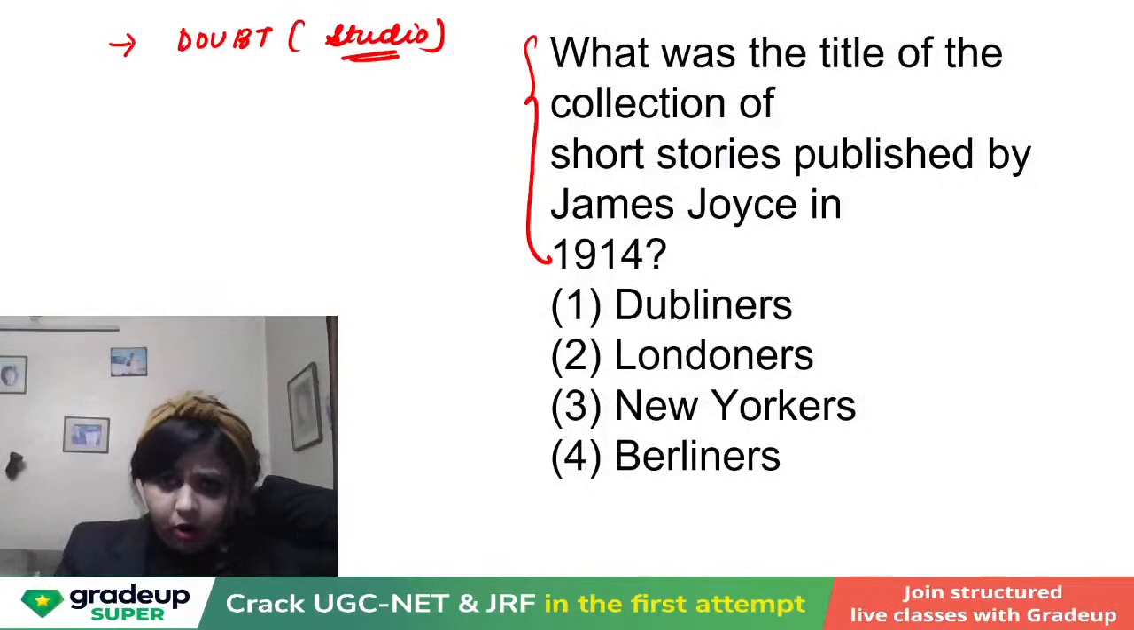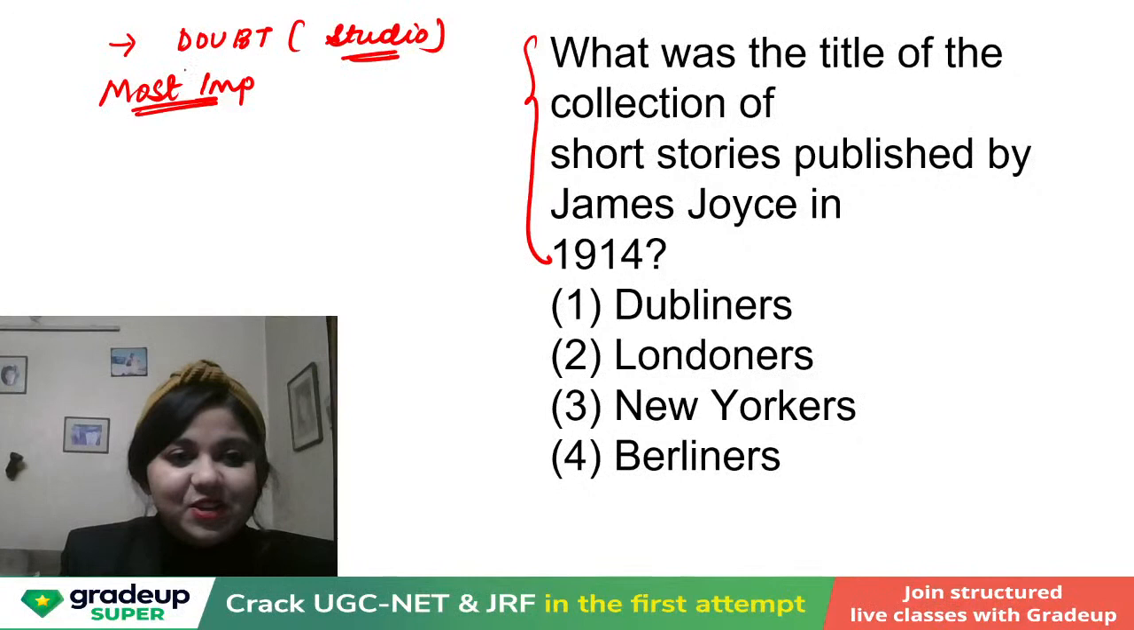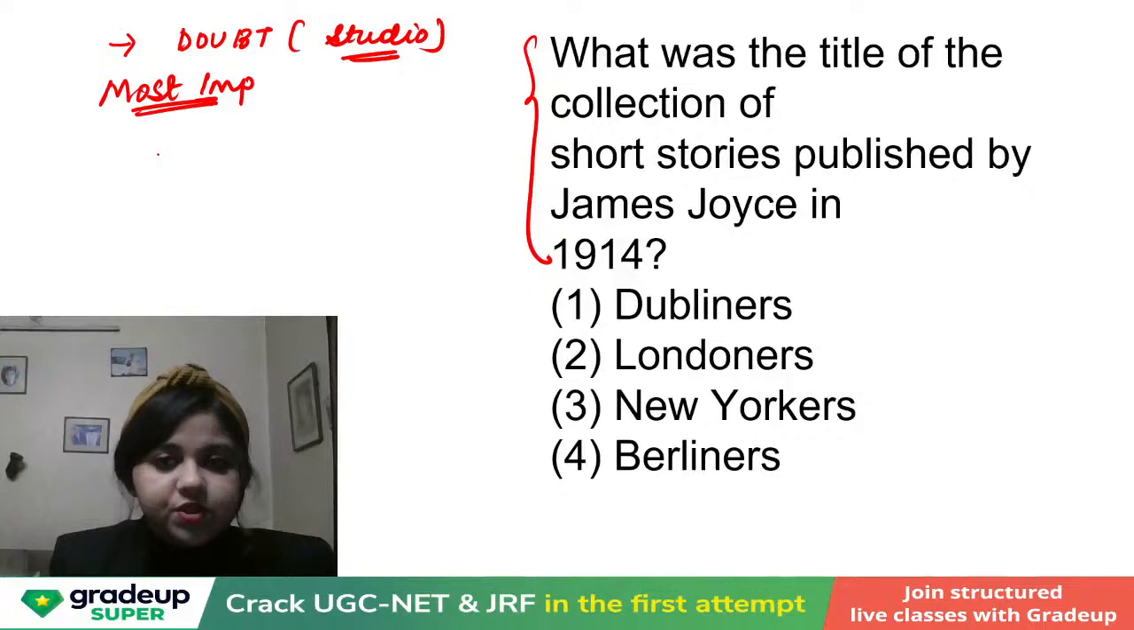And one very important request was most important writers. So we will definitely be conducting a session on the most important writers. See, no doubt, I know that we have more than 1000 writers and poets and short story writers, but there are about 100 to 200 writers which are very important, and they are coming again and again in your papers, right? So of course we will look at that.